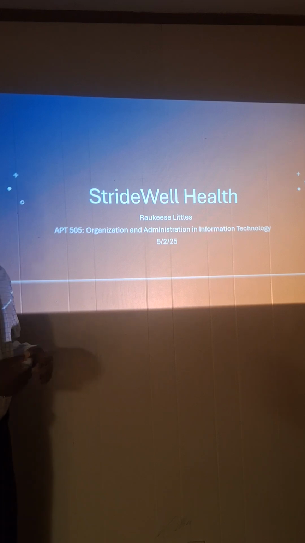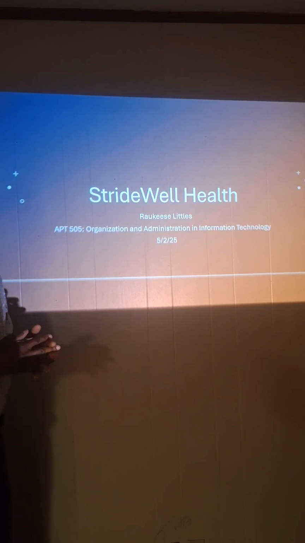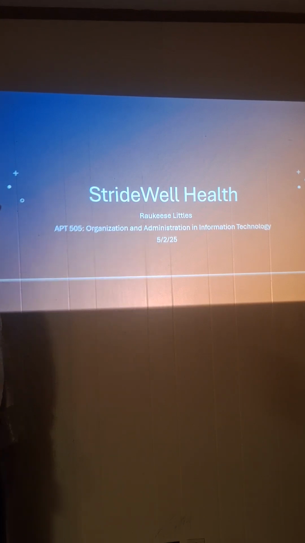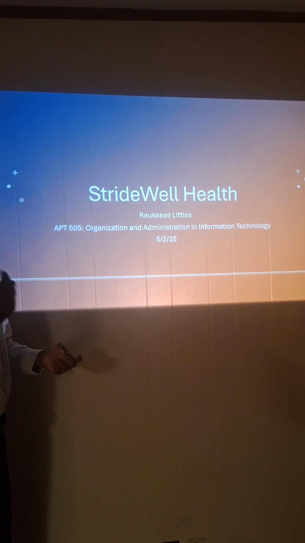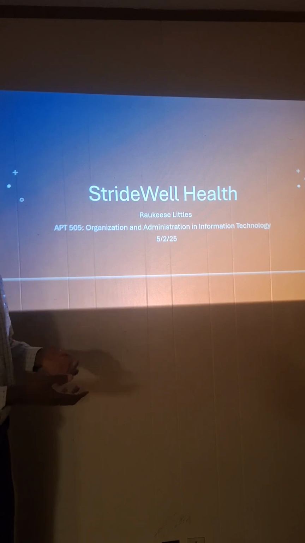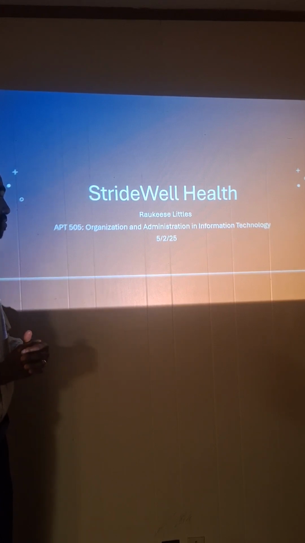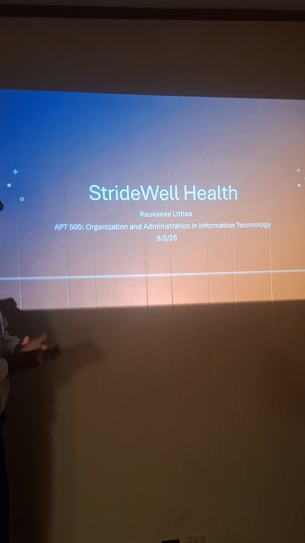Class. My name is Rockies Littles, and today I'm presenting my organization called StrideWell Health. It's a fictitious company that I created, an online e-commerce platform that focuses on making it easier for the delivery of mobility aids, such as rolling walkers, rollators, anything that the patient uses to move around at home. This platform makes it easier and more accessible for healthcare consumers to get their hands on.